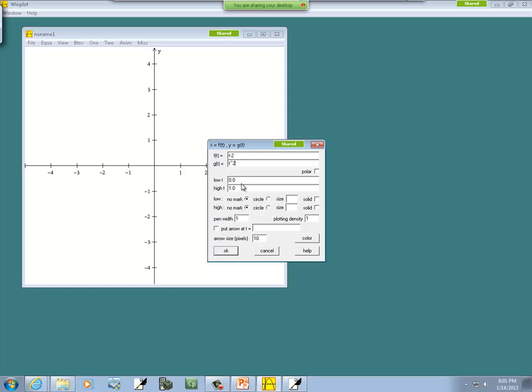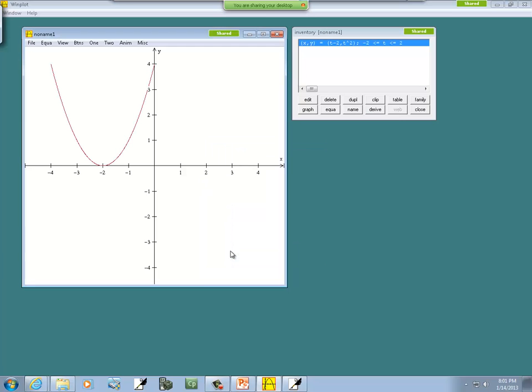And I'm going to say here, negative 2, I guess, and positive 2 for those. Then click OK. Okay, there's our graph.